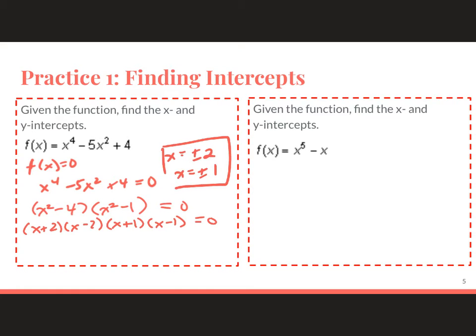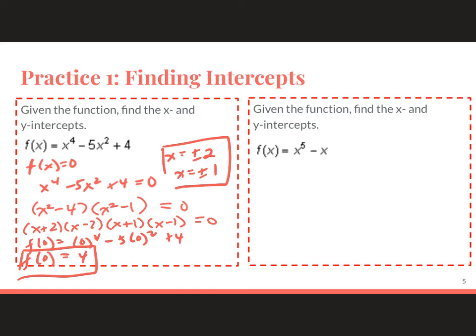For my y-intercept, I just need to evaluate at 0. So I'm going to do f of 0. And once again, I'm just going to do direct substitution. So I have 0 to the 4th minus 5 times 0 squared plus 4. And so this is going to be just 4. So f of 0, or your y-intercept, is just going to be 4.